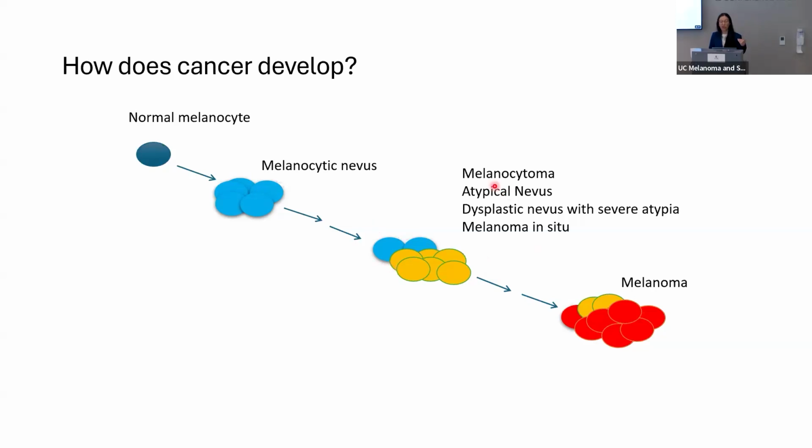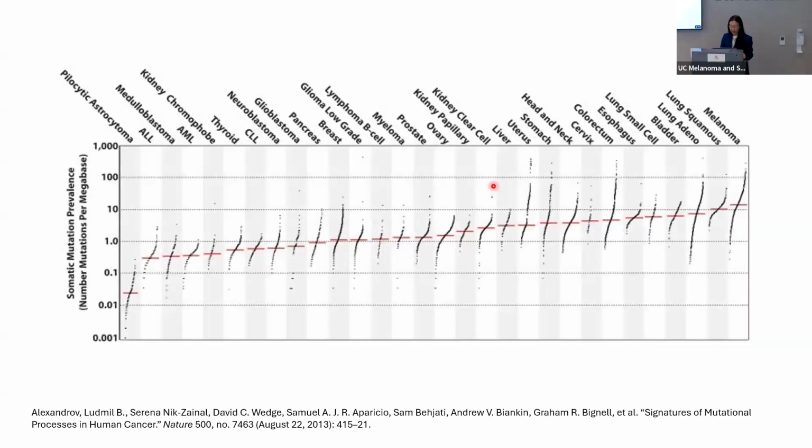So typically these are treated with surgery, but the margins, how much extra normal tissue we take around them, is not agreed upon by everyone. So we still need to understand what is the risk of these lesions progressing. And then for melanoma, we have standard therapies.